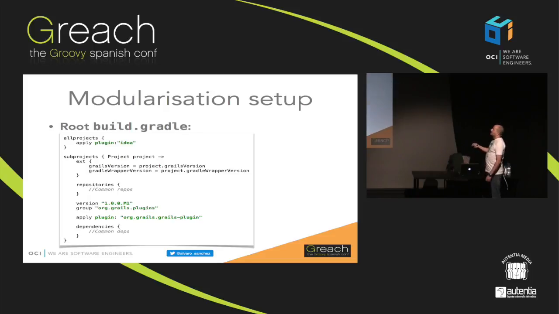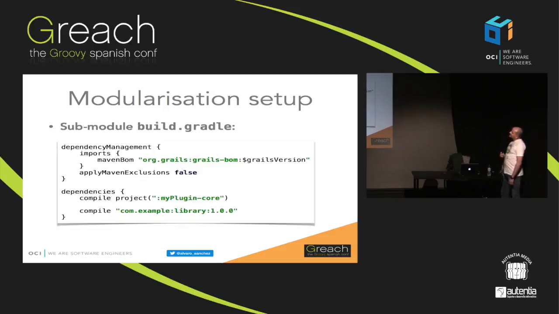So for instance, the group ID is likely to be the same for all of them, right? Or the version. So you version them accordingly. You might have extension properties common for all of them, or common dependencies, or common repos, right? Or Gradle plugins you want to apply in all of them. So this is the way you do it.